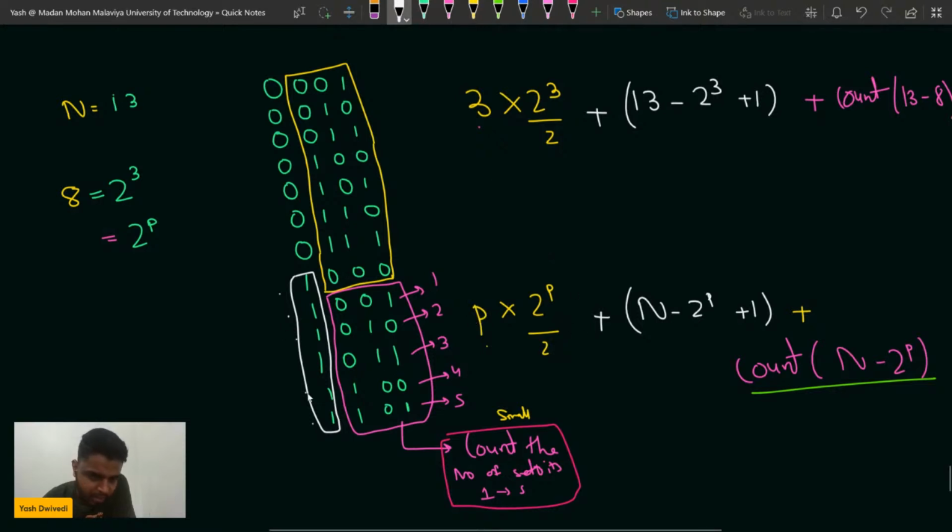Then after that the white part, that is nothing but 13 minus 8 plus 1. So total 6 bits were set. That is how I can count it. So that will be nothing but n minus 2 to the power p plus 1. Okay, that is the thing.